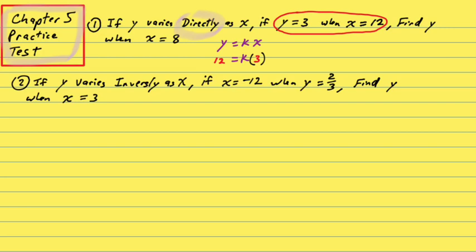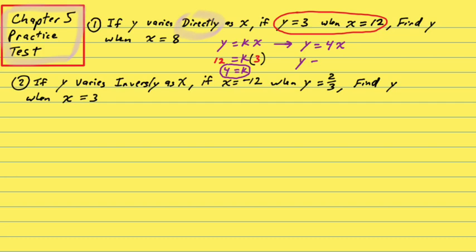If I divide by 3, what does that make k? If I divide by 3, I think k is going to equal 4. Do you agree with that? So when I rewrite this, instead of k times x, I'm going to put y equals 4 times x. All I did was replace the k with a 4.